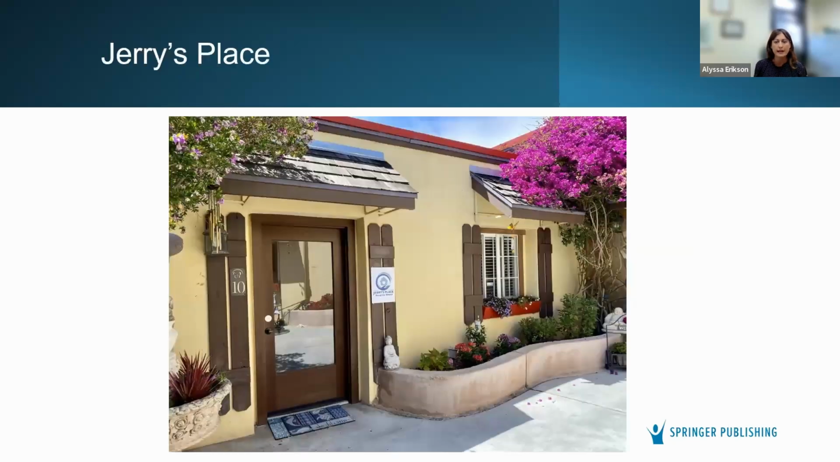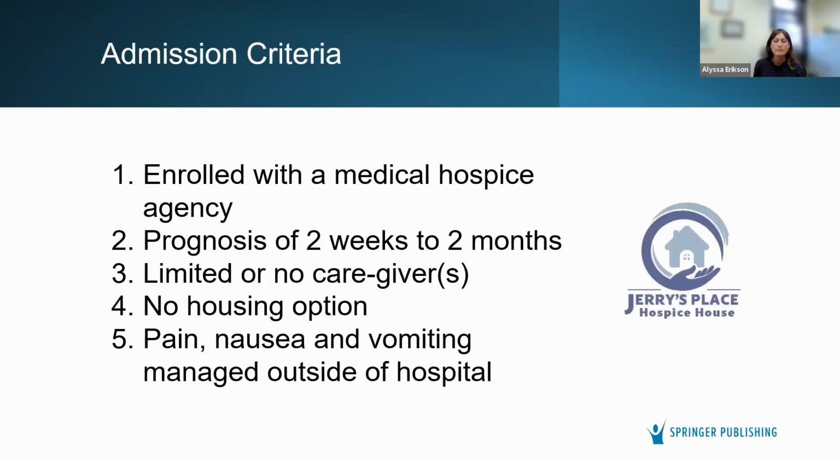This is a photo of the outside of Jerry's Place at the assisted living. That door goes into 2 rooms, and then there's a shared bathroom. Our admission criteria aligns with those defining characteristics of a social model hospice, and also with other social model hospice homes. So residents can be enrolled in any of the medical hospice agencies in our community. We are not partnered and will never be with just 1 or 2 that we'll take residents from. It's really any hospice agency in our community.